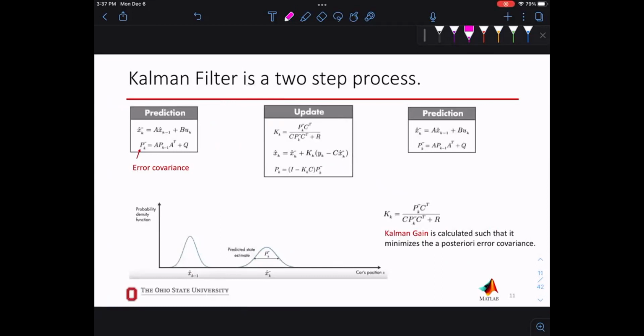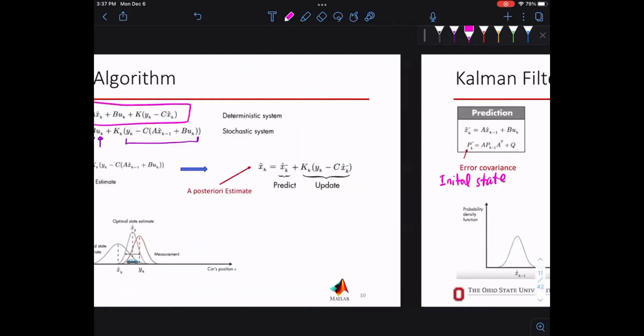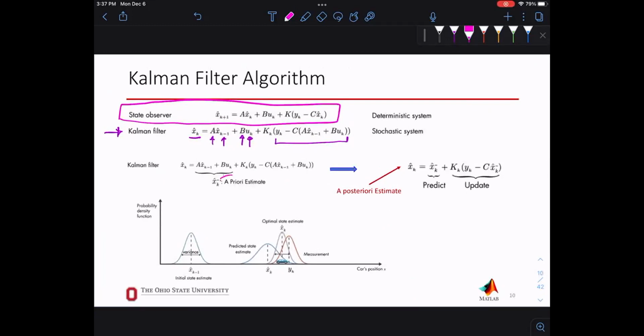So the Kalman filter is a two-step process. First, you're going to have some prediction, starting from an initial condition or initial state. So for example, if you say K1, your X hat with that negative, let me explain that. If you have a negative, that's how we show an a priori estimate.